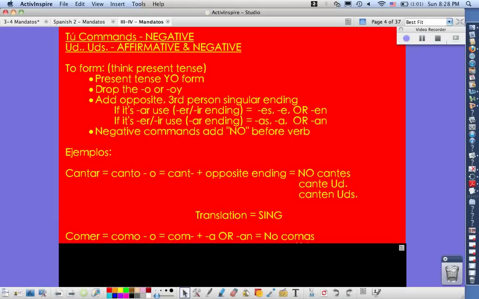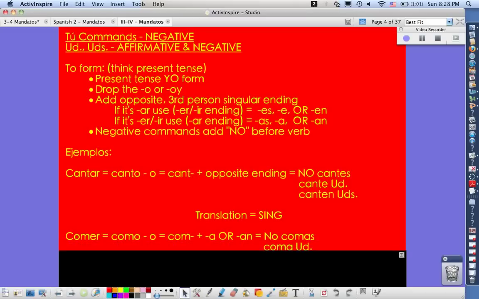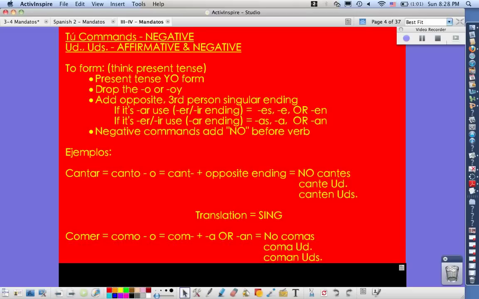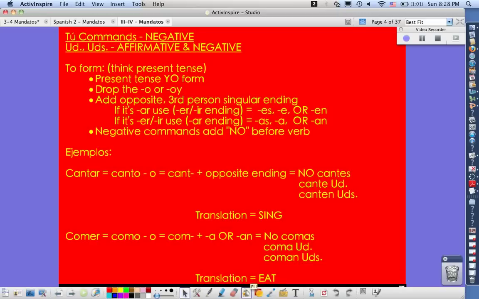Comer, an ER verb. Take it to the yo form, como, drop the O, you're left with com. Add the opposite ending, which would be A or AN. Or in the tú form, AS. No comas, coma usted, coman ustedes. Or you could say no coman ustedes, meaning eat or don't eat.